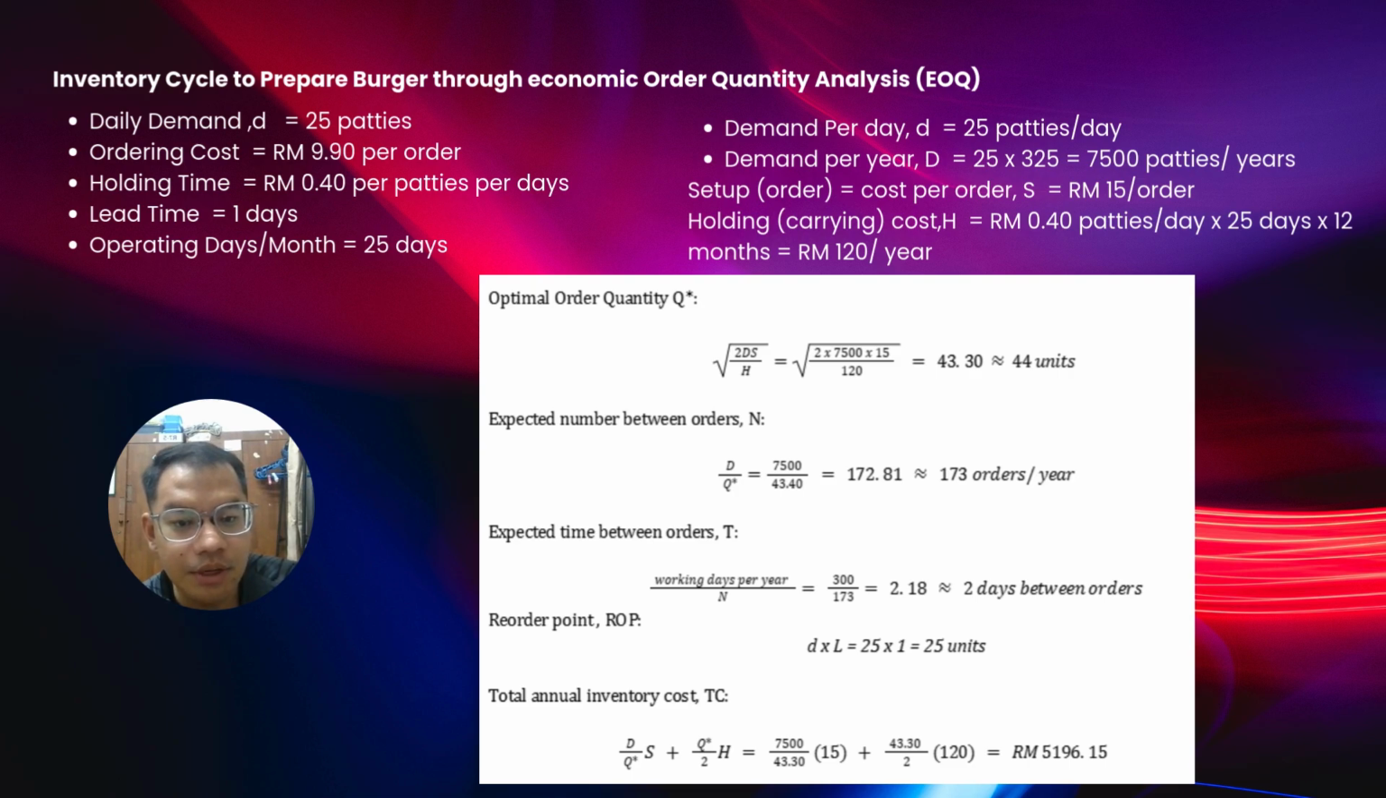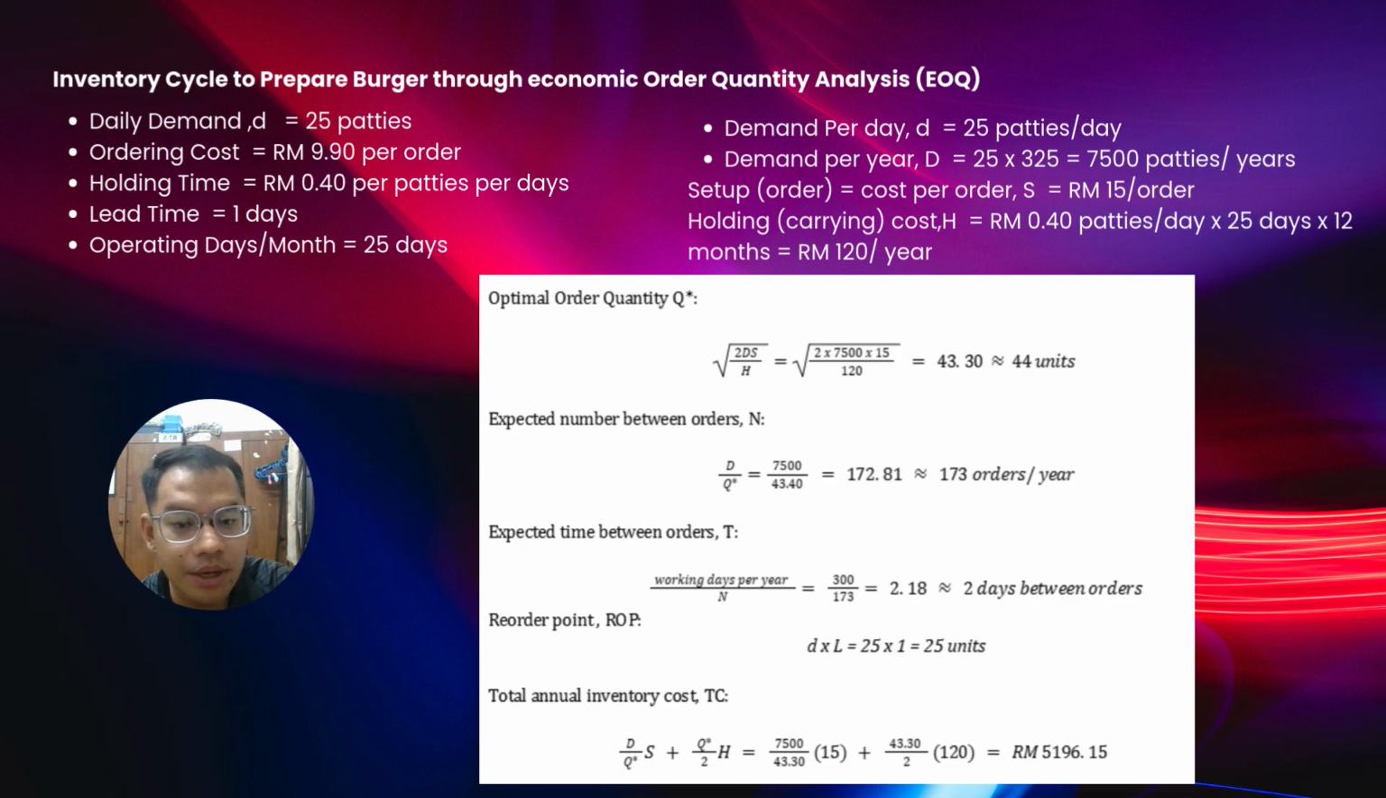And then the expected number of orders is D over Q. We will get 7,500 over 43.30. We will get 172.81, which is 173 orders per year. And then the expected time between the orders is working days per year over N, which is 300 over 173. We will get around 2.18, which is 2 days between orders.